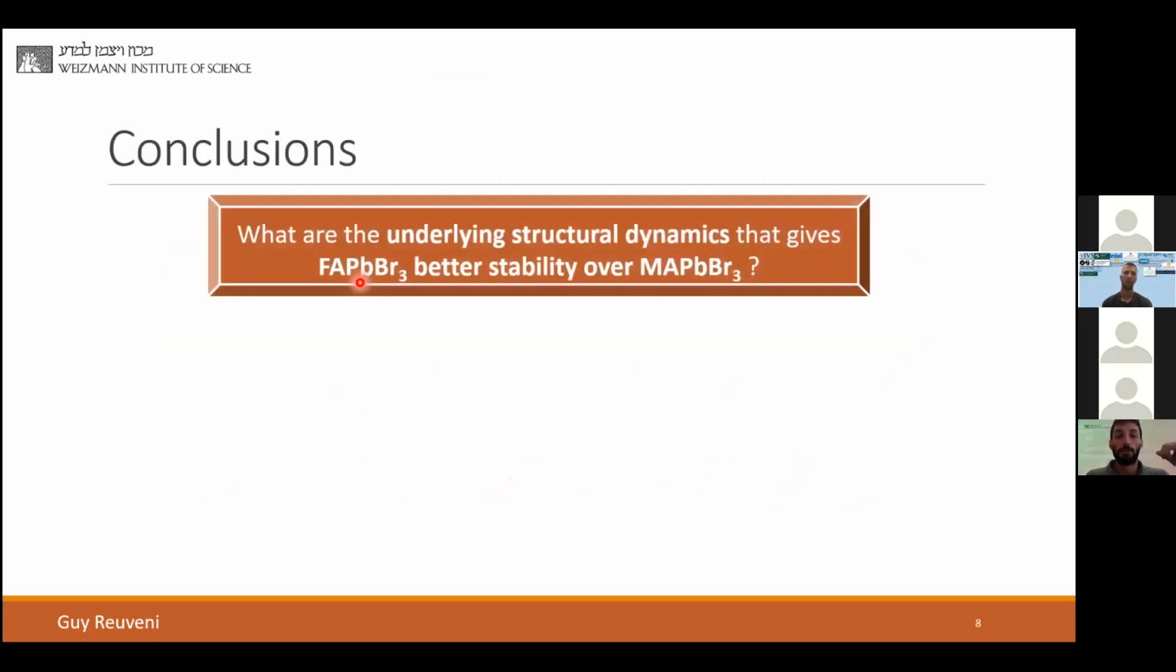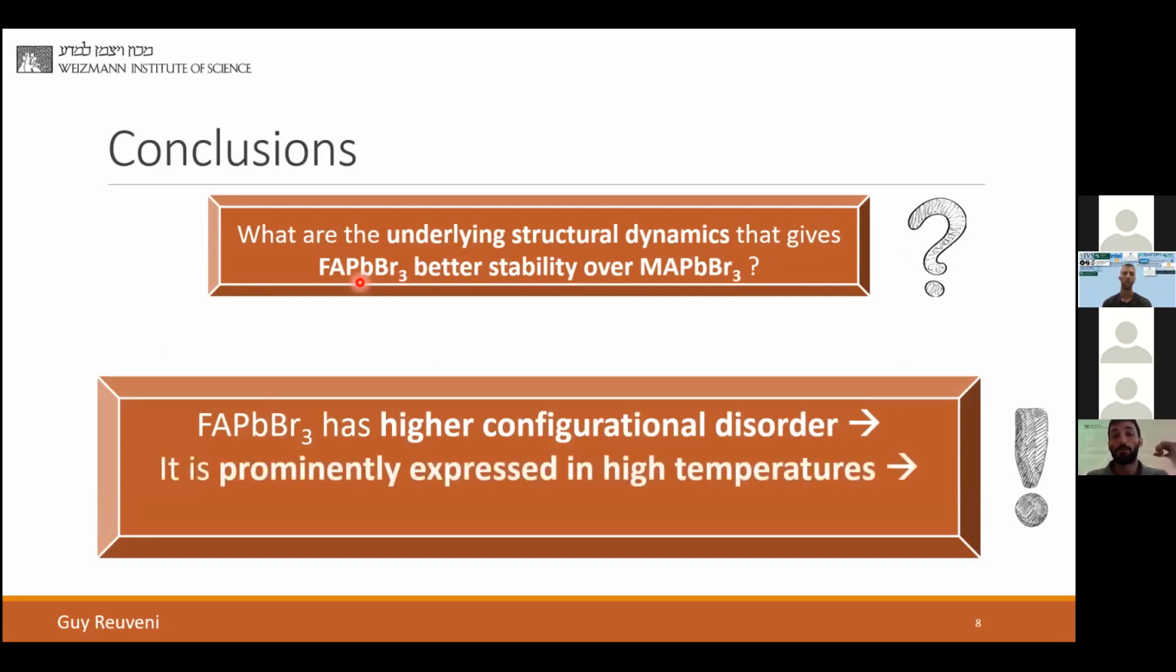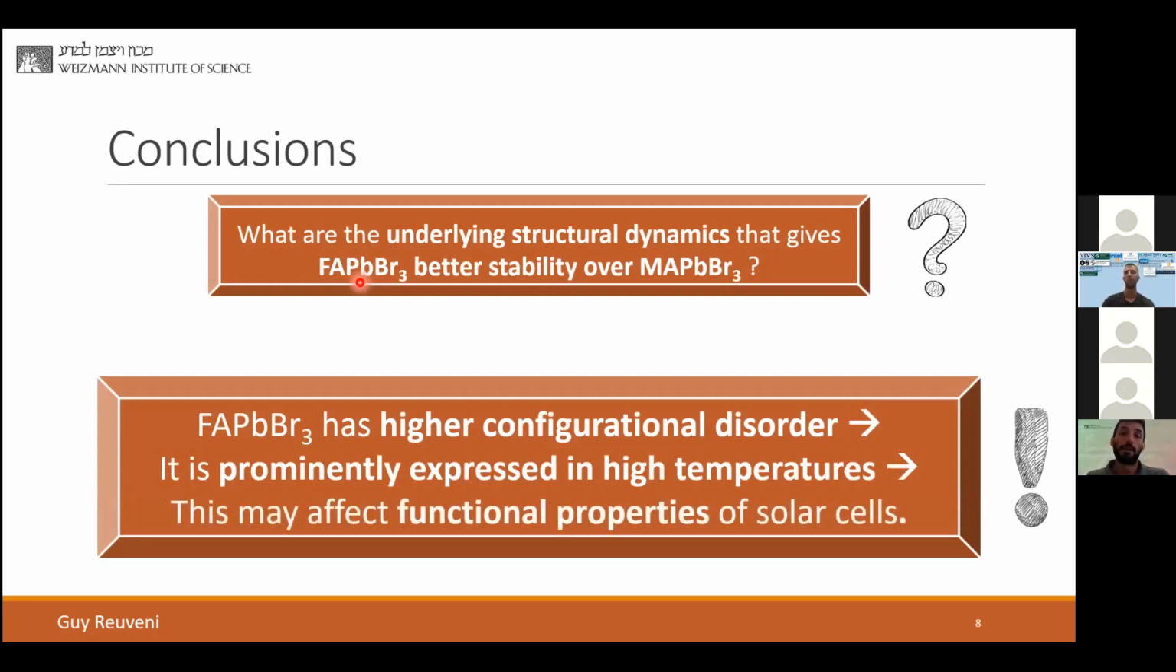So to conclude, we ask what are the underlying structural dynamics that give formamidinium lead bromide better stability over methylammonium lead bromide. And we saw from the Raman spectrum at low temperature that the formamidinium has higher configurational disorder, which is prominently expressed at higher temperatures. All the way we can see this evolve. And this might affect the functional properties of solar cells, and the stability in specific.